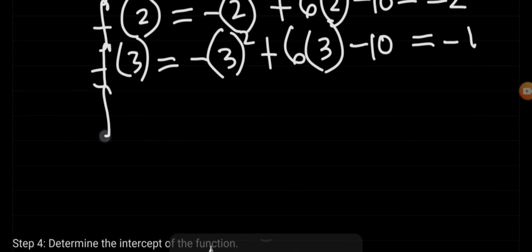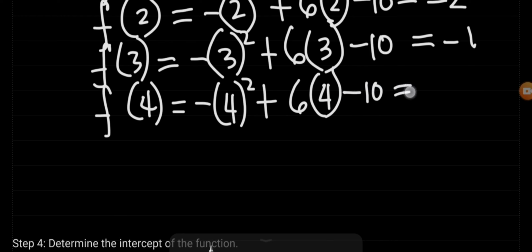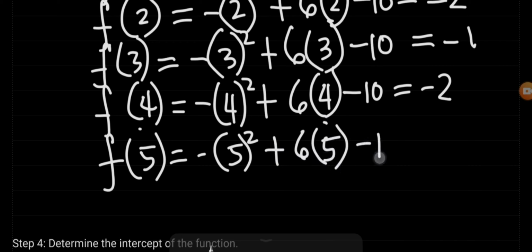And f of 4 equals negative 4 squared plus 6 times 4 minus 10, which equals negative 2. And f of 5 is negative 5 squared plus 6 times 5 minus 10, which is equal to negative 5.